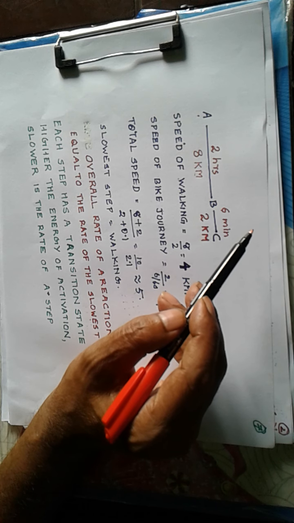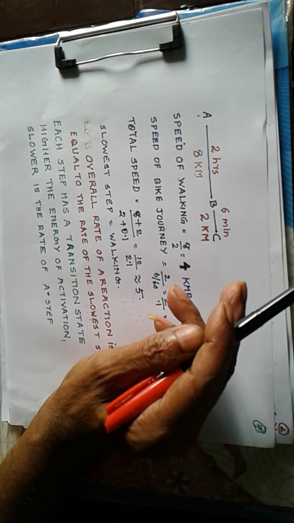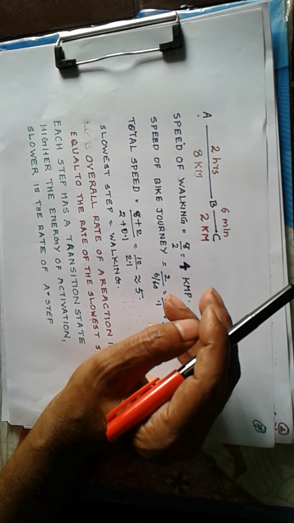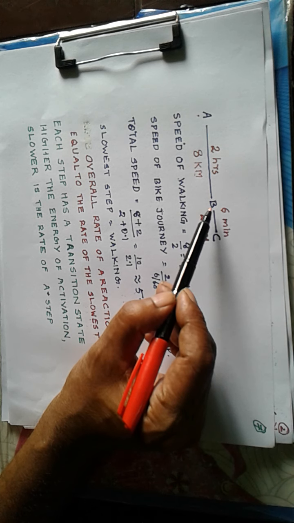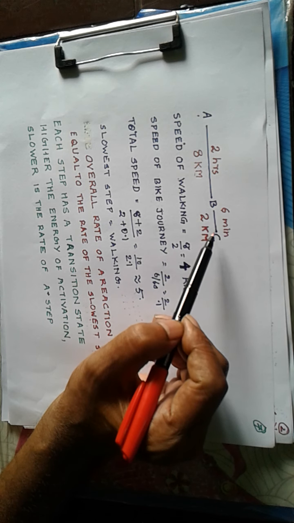So your journey to school occurs in 2 steps. Step 1 is from A to B, walking. Step 2 is from B to C, on bike.